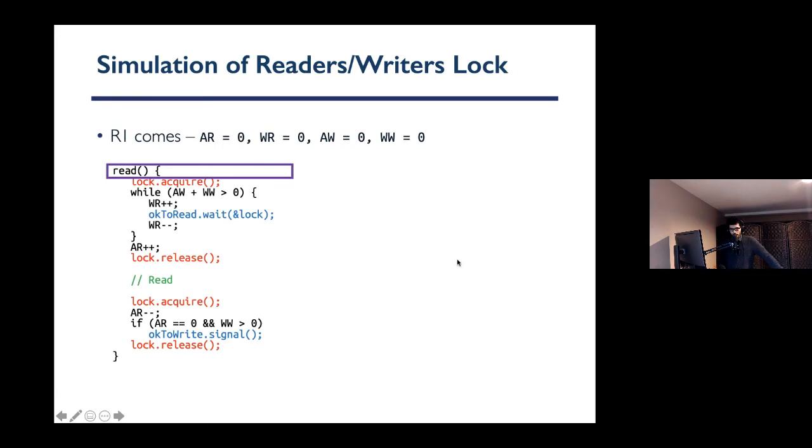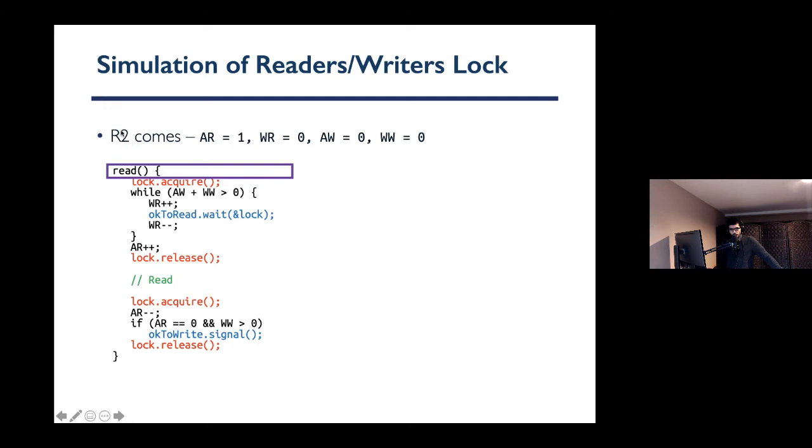So reader 1 comes in, acquires the lock. I have the internal state here for you to see, and I'm running through the code. It checks that active writer plus waiting writer is 0, so we just jump and become an active reader. Active readers becomes 1, as you can see here. And then we get into the data.